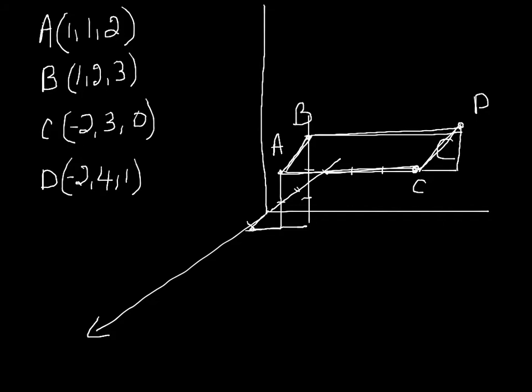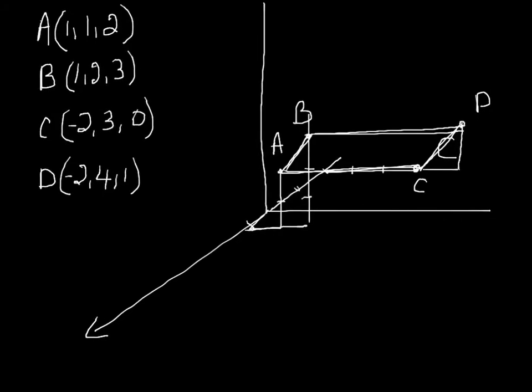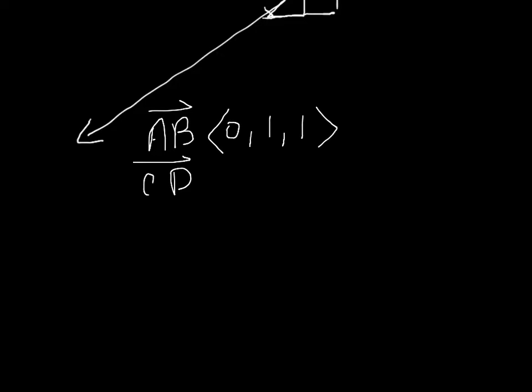Part B, we're asked to determine if this is a parallelogram. In order to determine that, I need you to put vector AB and vector CD in component form and see if they're parallel. Terminal minus initial, on all three components. B is the terminal, and A is the initial. On CD, D is the terminal, and as you can see, those two sides are parallel.